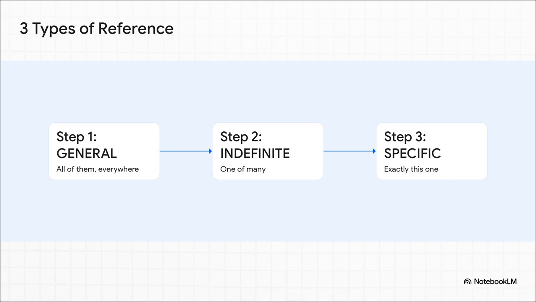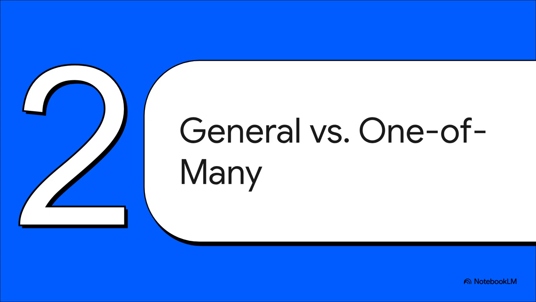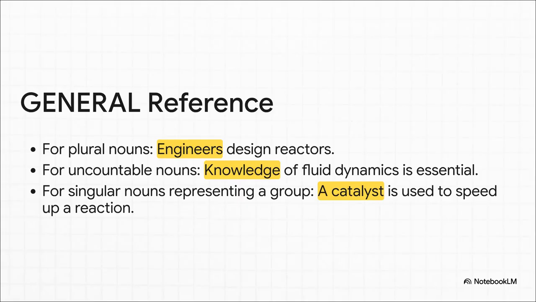Let's break them down. All right, first up, let's tackle the difference between a general reference and that one of many indefinite one. Because honestly, this is where a lot of the confusion happens right at the start. So when we're talking about things in a big, general sense, the article we use, or don't use, is key. For plural nouns, like engineers design reactors, we don't use an article because we mean engineers in general. Same for uncountable stuff like knowledge is essential, we're talking about all knowledge.